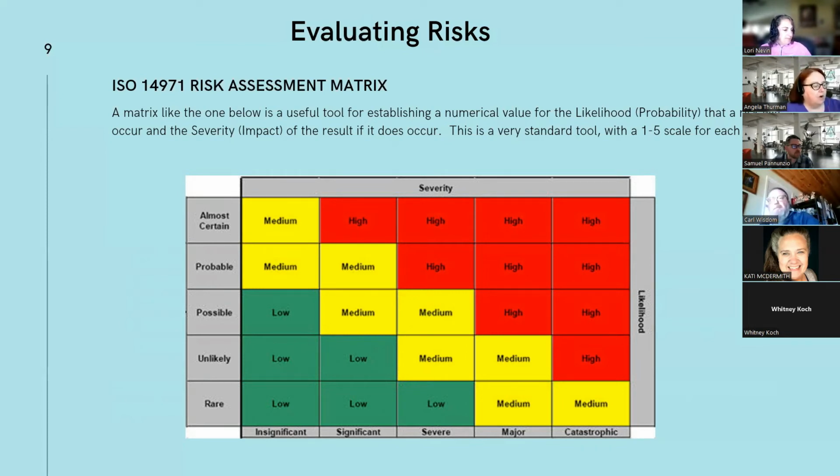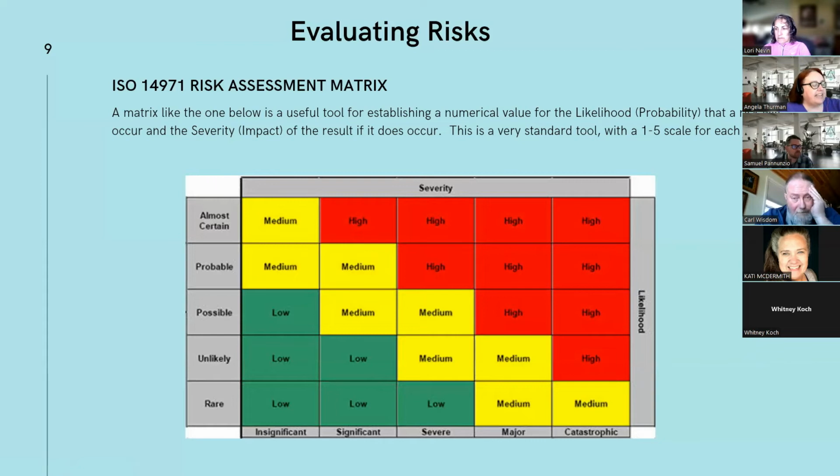So on the x-axis, you have the severity of the risk if it were to occur. So it's either insignificant all the way up to catastrophic. And so severity may also be described as impact. And then on the y-axis, you have the likelihood or probability that this risk is going to occur. So that can range from rare to almost certain.